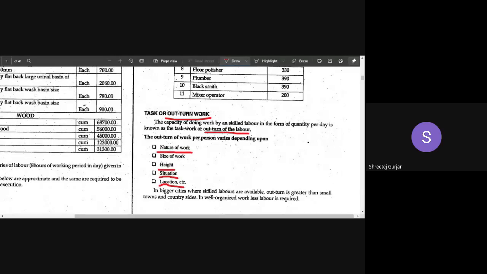So that is one important factor, that is location. Wages depend also upon your laborers, whether they are from outside the state or whether they are local. That is also mentioned in your SOR. You can go through, you can read.